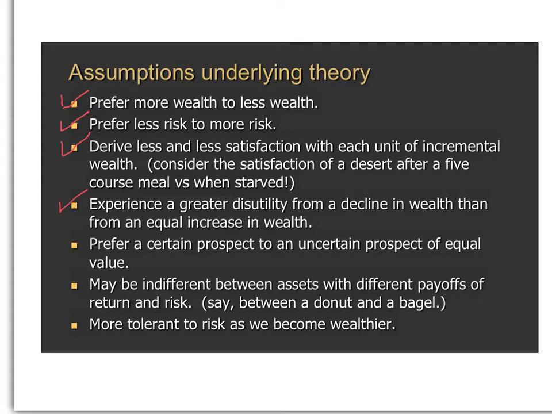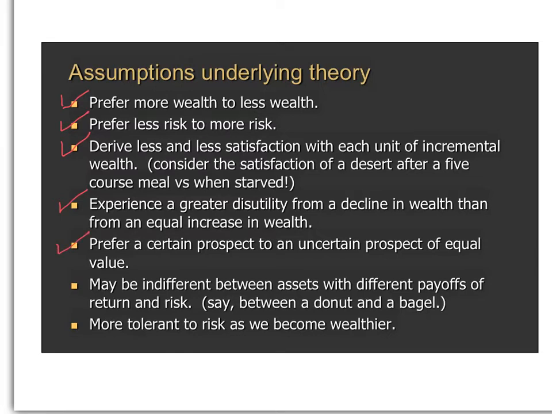The fifth assumption can be understood with this simple example. Suppose I give you two deals. Deal one provides you with $100 for certain next month. Deal two provides you with $110 with a 50% probability and $90 with a 50% probability next month. So the expected value of deal two is $100. In this case, most of us or all of us would prefer deal one to deal two. That is, we prefer a certain outcome over an uncertain outcome of equal value.